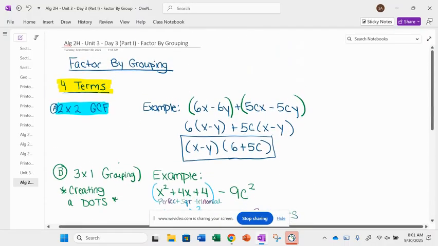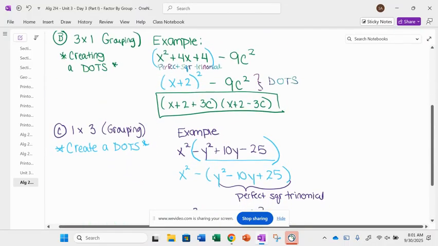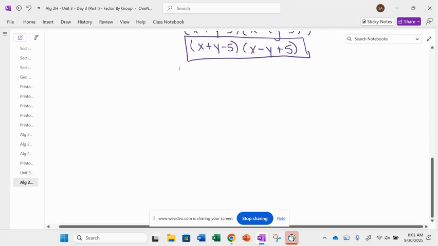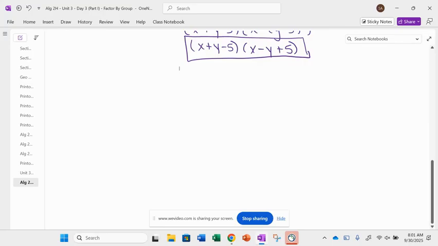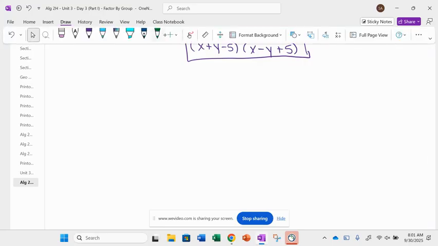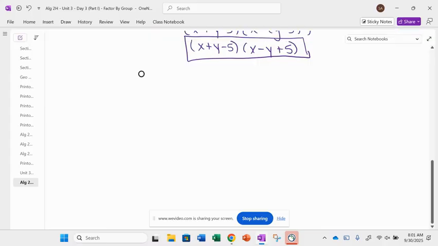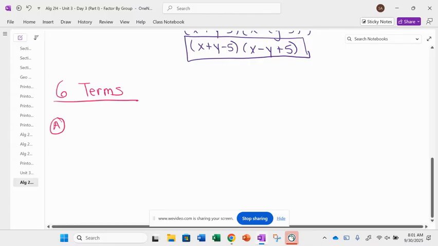So I spoke of 4 terms. I'm going to skip 5 terms for a second, and I'm going to go to 6 terms, but then we'll come back to 5 terms. So let's go to 6 terms. 6 terms is where it's a little bit ugly. Trying to find the right word for it. So for 6 terms, one option is going to be a 3 by 3 difference of squares.